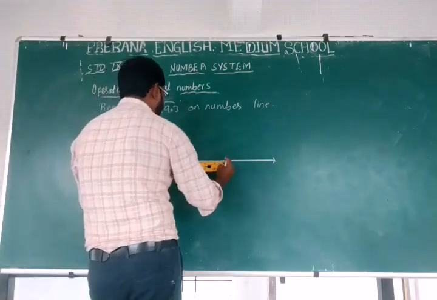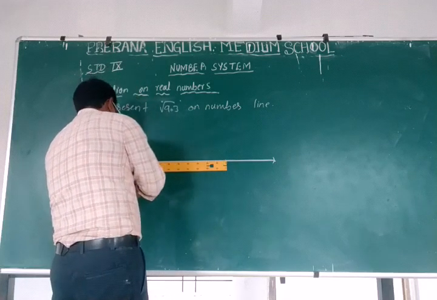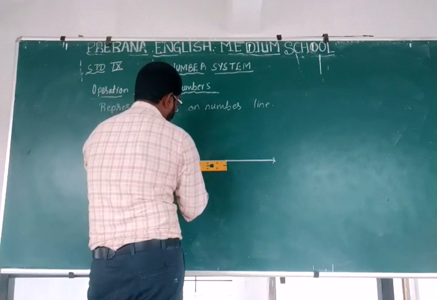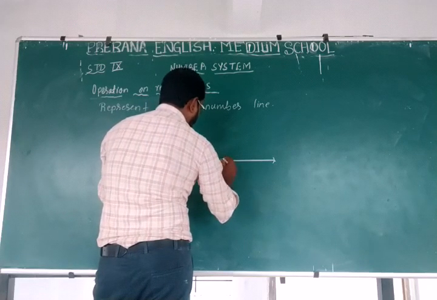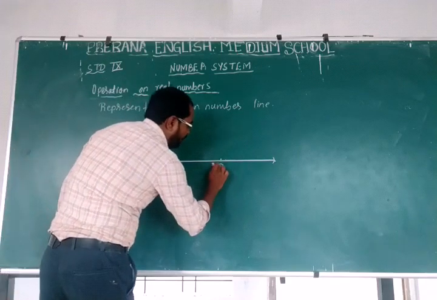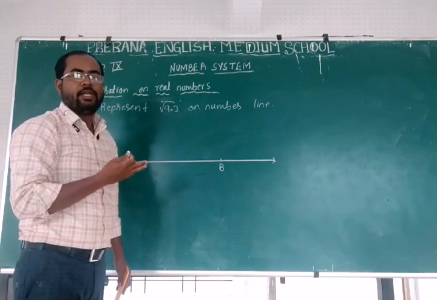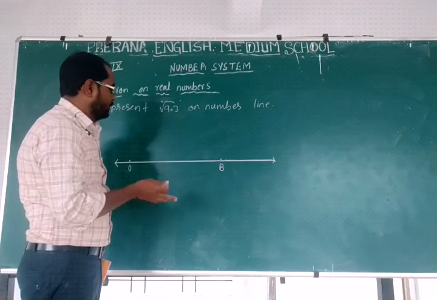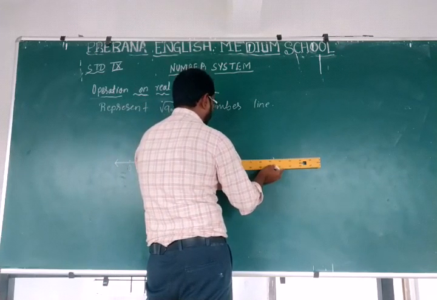Take any point and mark it as 9.3. We'll call it OB. We have marked the point OB, which is 9.3 centimeters. After marking 9.3 centimeters, extend B to the point C for 1 unit.